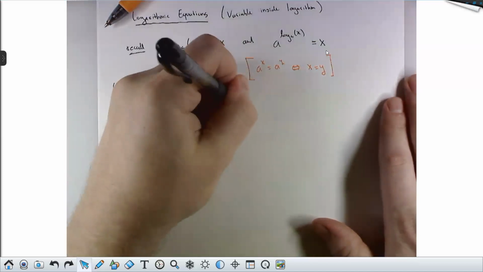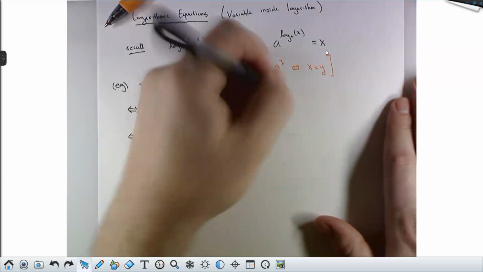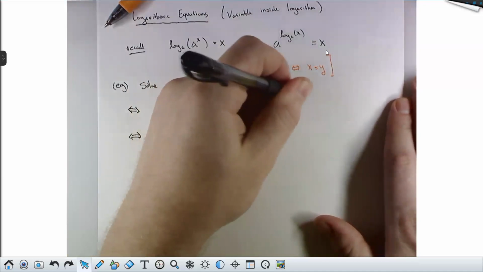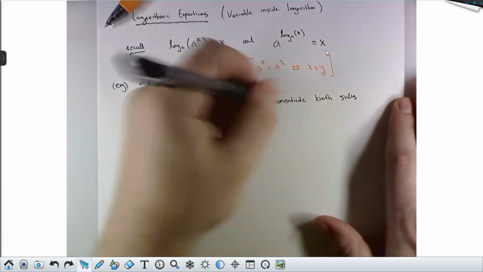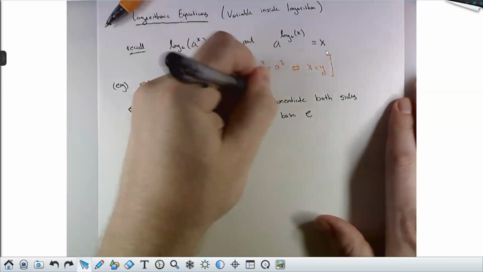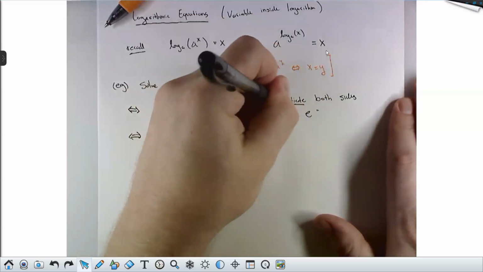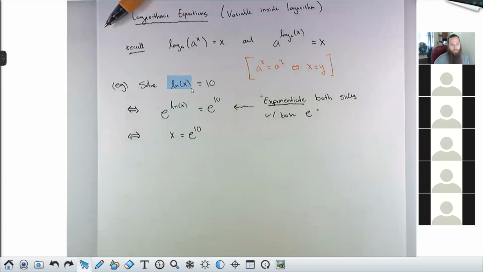This step right here has a name. You're going to call it exponentiate both sides with base, in this case base e. The new verb here, just like take logs, is your new verb for solving exponential equations. Exponentiate is the new verb for solving logarithm equations. So if you've got a variable stuck inside a logarithm, you will exponentiate using the base of that logarithm.